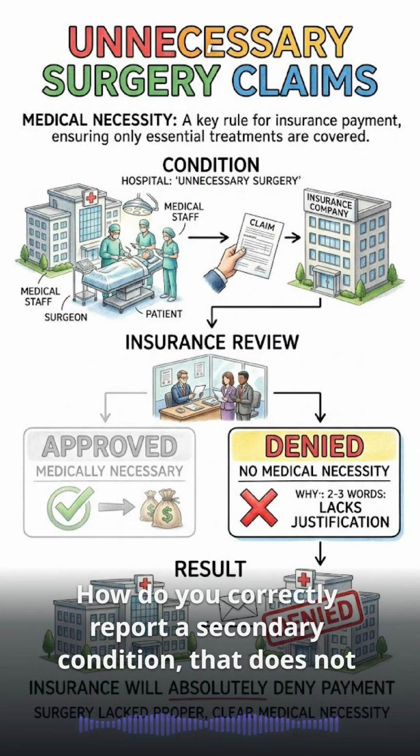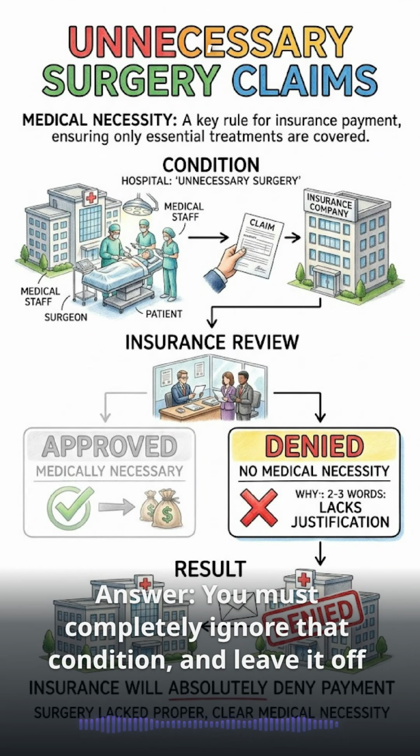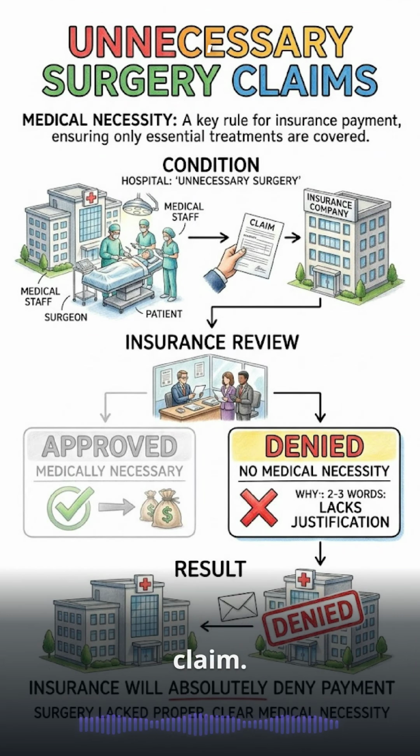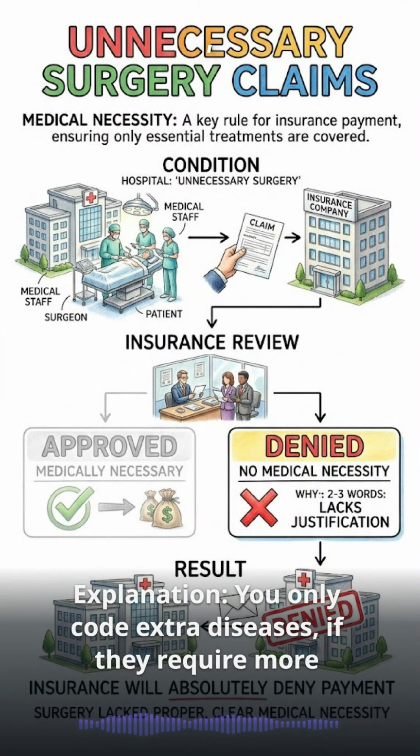57. How do you correctly report a secondary condition that does not affect current care? You must completely ignore that condition and leave it off the hospital billing claim. You only code extra diseases if they require more nursing care or clinical tests.